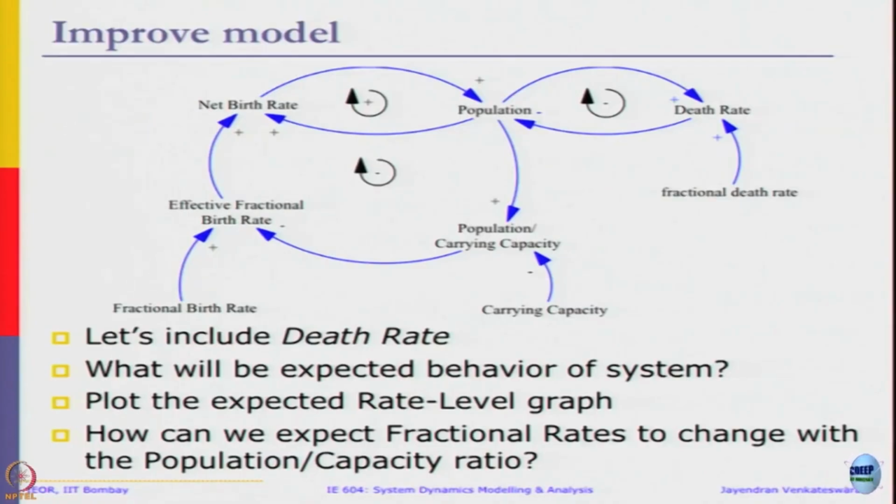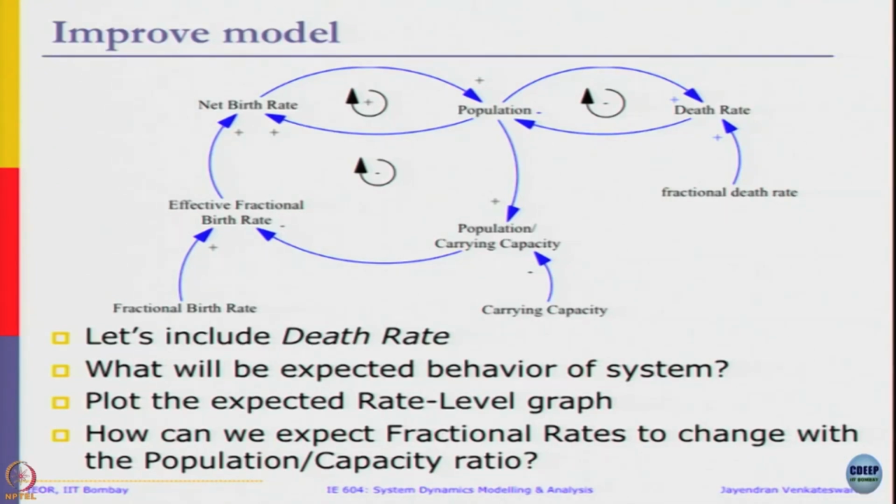Now, let us improve the model. Let us add one more thing. Suppose there is a birth rate to the system, but it is not influenced by the carrying capacity. Birth rate is affected by the fractional death rate, and death rate is not influenced by the carrying capacity at all. What will be the expected behavior of the system?